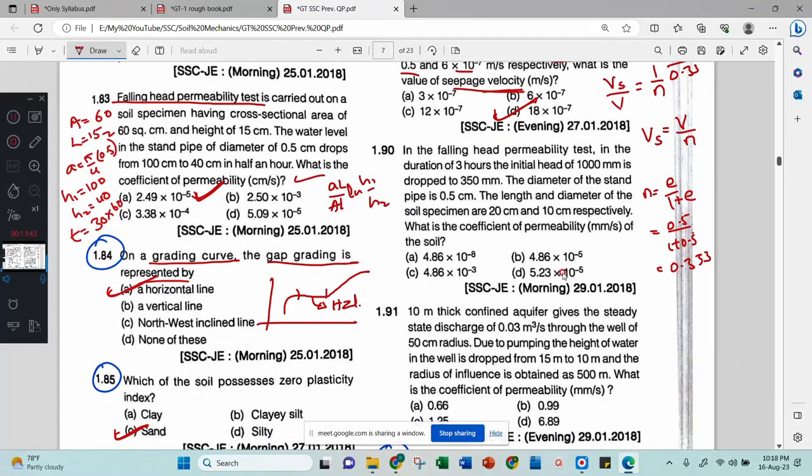Next, a falling head permeability test. Duration of 3 hours, t is given. Initial head 100 mm is dropped to 350, h1 and h2 are given. Diameter of the standpipe is given, which means the small area is given. Length and diameter of the specimen are given. Then what is the coefficient of permeability? You can solve it directly, but substitute everything in mm. Very important, substitute everything in mm, mm square, like that. Then you will get the answer. Which option? Hope you will get this answer.